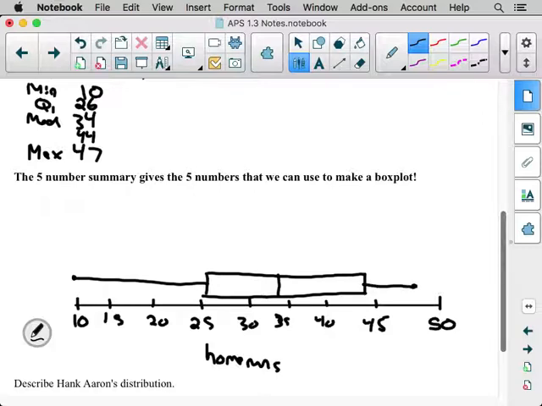Hence why they're called box plots, but sometimes you also hear them called box and whisker plots. Okay, because you kind of see that box in the middle, then the whiskers going off.